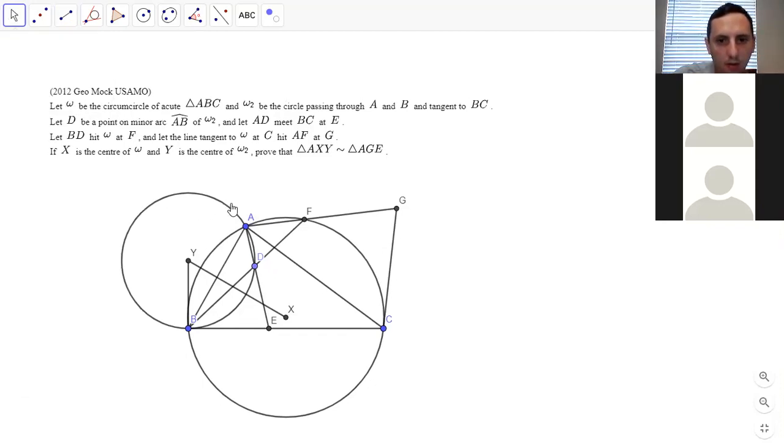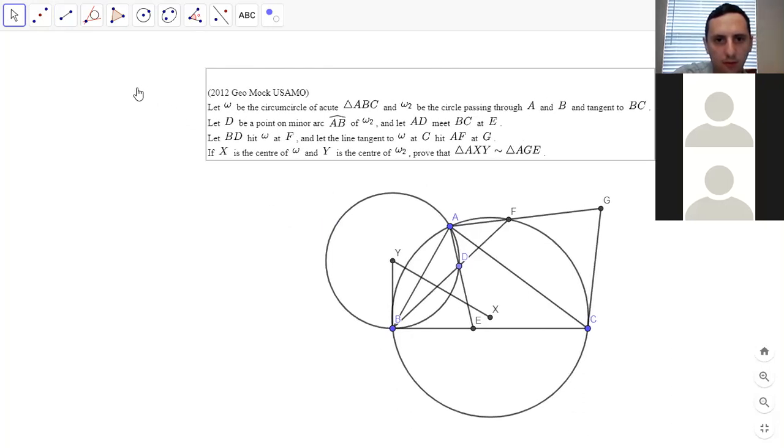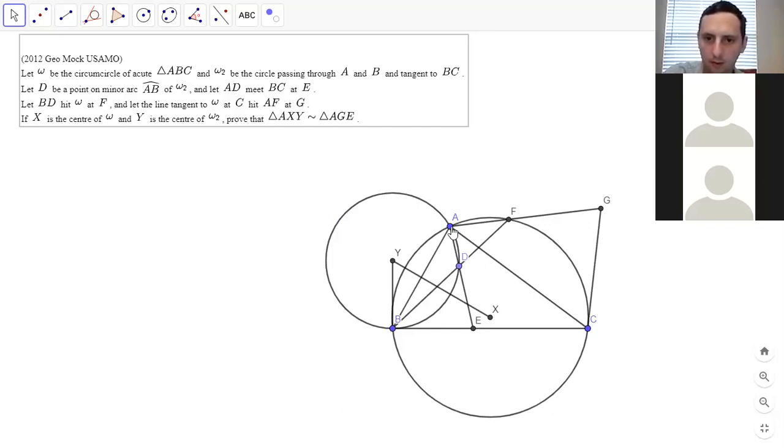So we claim that triangle ABD is similar to triangle ACF. Which means that ADF is similar to ABC, right? And that is AYX too. So ADF is similar to AYX. Yeah, and just do the angle chase. AXY is half of AXB, and that is AFD. The same with AYX. So we need to prove that ADF is similar to AEG, right?